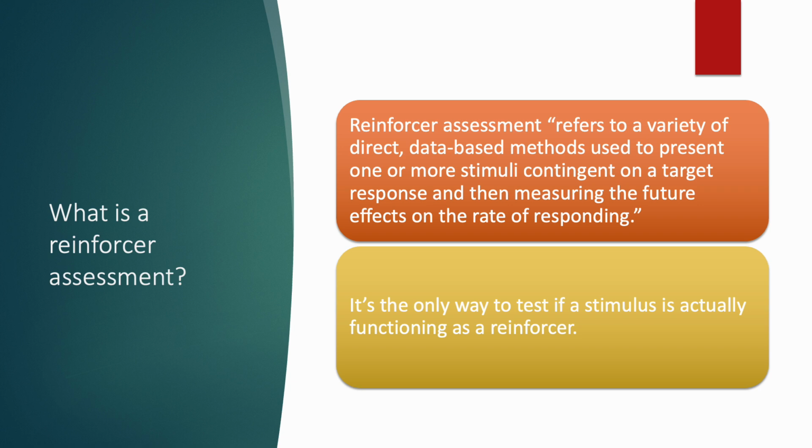Because as you know, an item only functions as a reinforcer if it increases the future frequency of a behavior. Okay, so if we provide an item contingent on a behavior and that behavior does not increase, well, that tells us that that item does not function as a reinforcer. It may be a preferred item, but it does not function as a reinforcer.